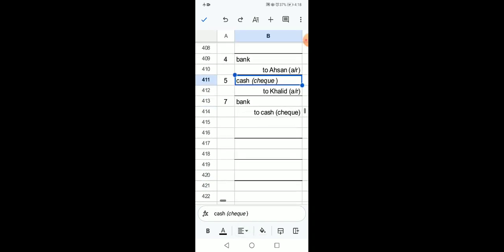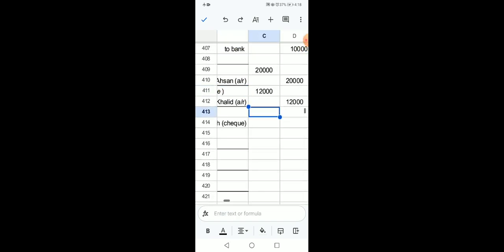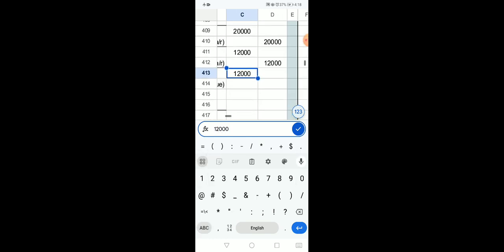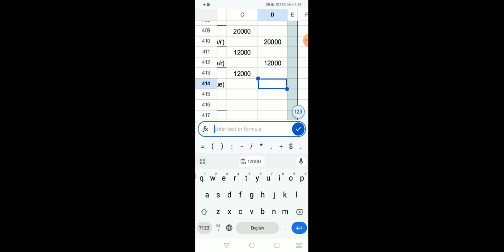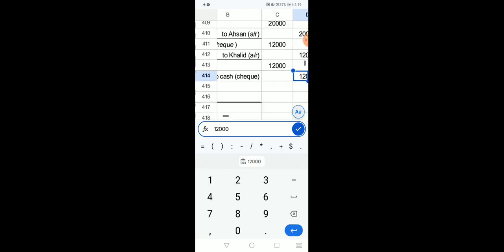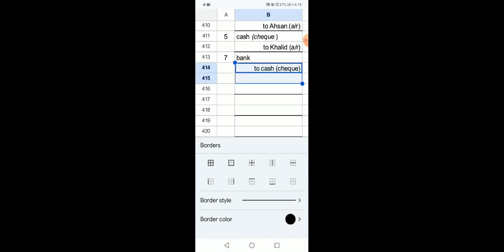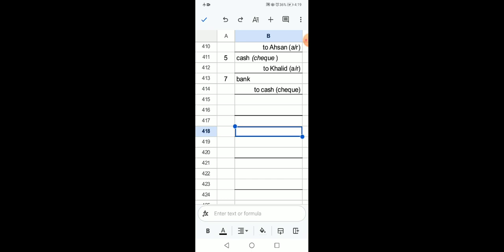Obviously the check which you have received was of 12,000 rupees, so the same amount you will mention over here, 12,000 on the debit side, and the same amount you will be writing on the credit side. This way your entry number 7 is completed. Here you will mention and complete it and close it by a single line. Okay, entry 7 is completed.